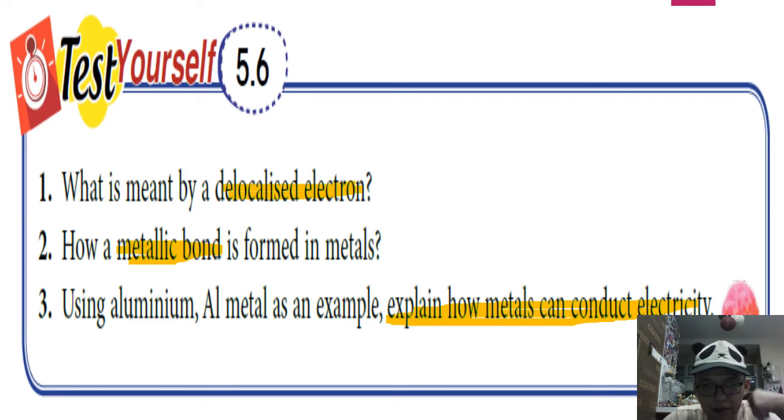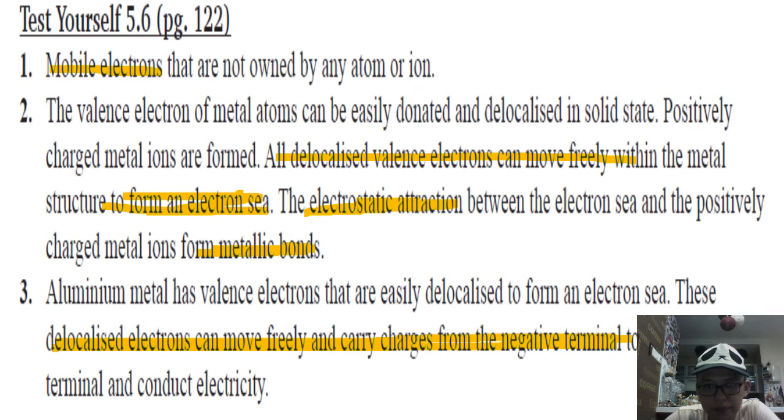Practice 5.6, meaning of delocalized electron. How is the metallic bond formed in metals? Give the example of aluminium, and explain how it can conduct electricity. So, delocalized electron means the mobile electrons that are not owned by any atom or ions.